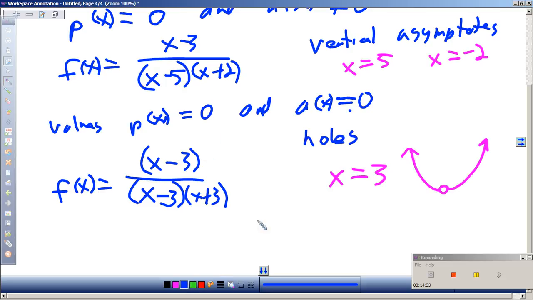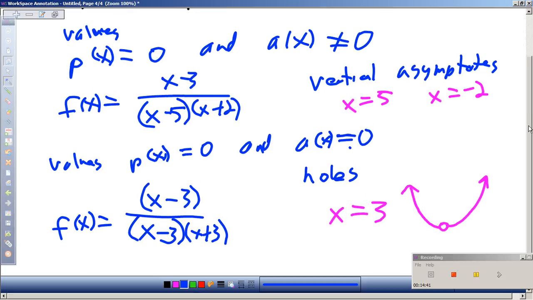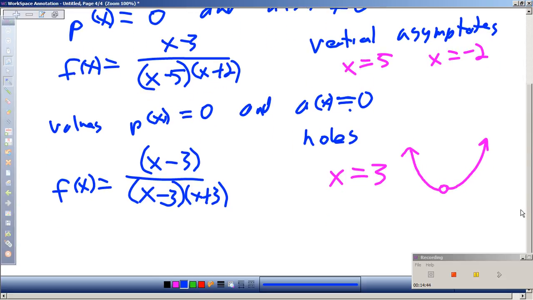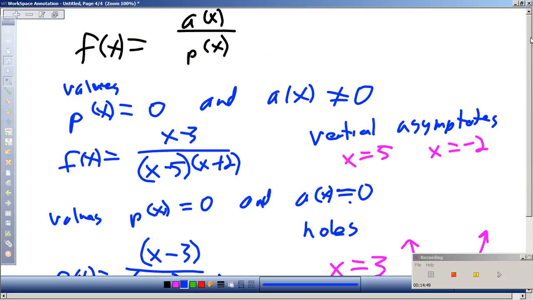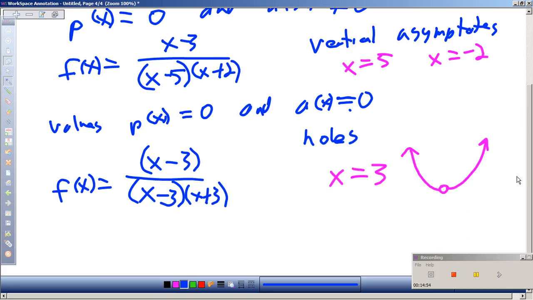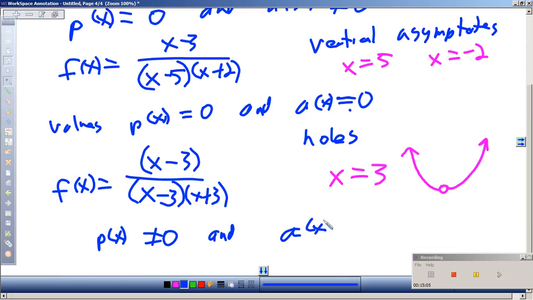What is the last one of these? So we did p of x equals 0, a of x does not equal 0. They both equal 0. What's the next one of these? So p of x is not equal to 0, and a of x does equal 0. What does this mean for the function?